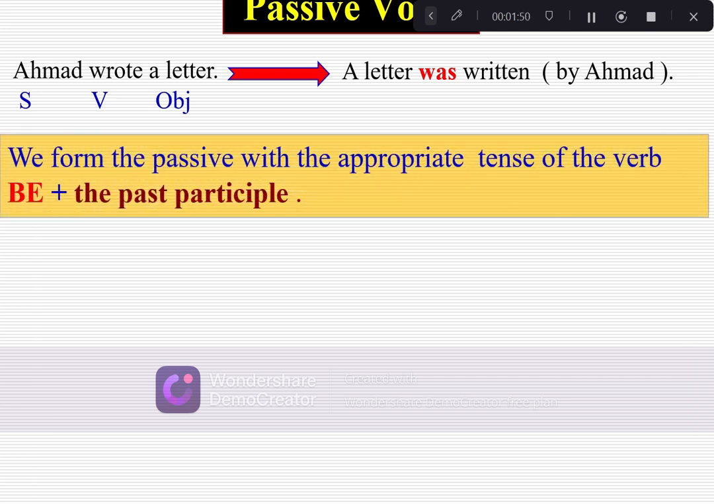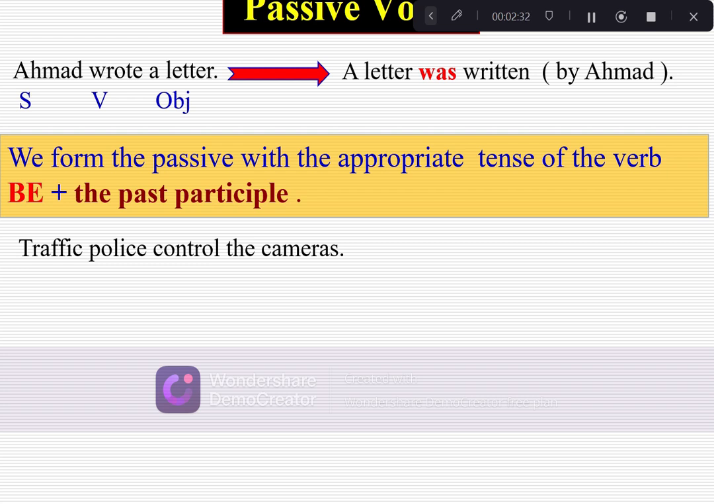So how do we form passive voice? We form the passive voice with the appropriate tense of the verb be plus the past participle. You have to take into consideration that the be form varies according to the sentence. If we have present simple, past simple, present perfect, past perfect, all of these tenses are regarded according to the appropriate verb to be form.